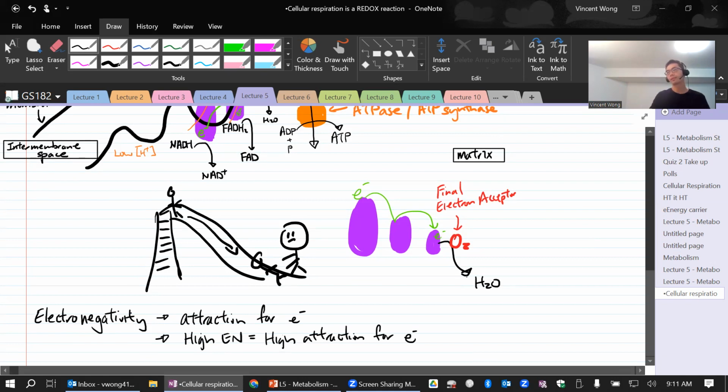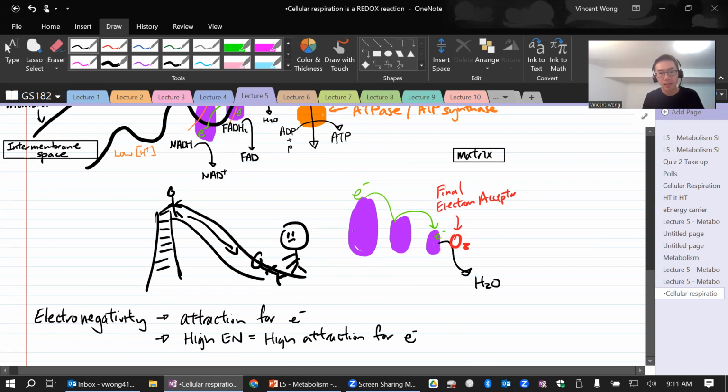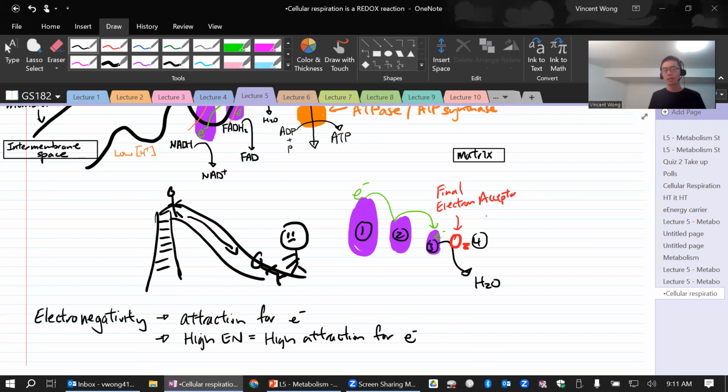for electron. If something has very high electronegativity, then it absolutely loves electron. It's gonna wanna hang on to it. Okay, it wants to hang on to it. So let's see. Okay, see if you can understand this. Let's say this is 1, 2, 3, and 4. In this arrangement, the 3 membrane proteins and then the oxygen, which one has the highest electronegativity? Let's do a poll here.